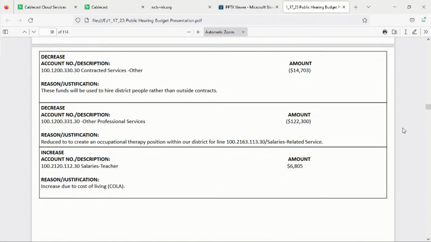Contracted services at the high school, again, these funds will be used to hire district personnel versus outside contracts. And then other professional services is a decrease, and that is used for occupational therapy. So that was something we had to do for an occupational therapy position within our district was created. And then salaries is an increase due to cost of living, and that increase was a teacher increase at the high school, again, due to the cost of living.